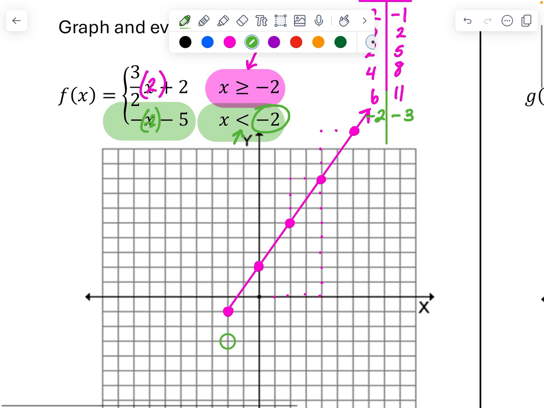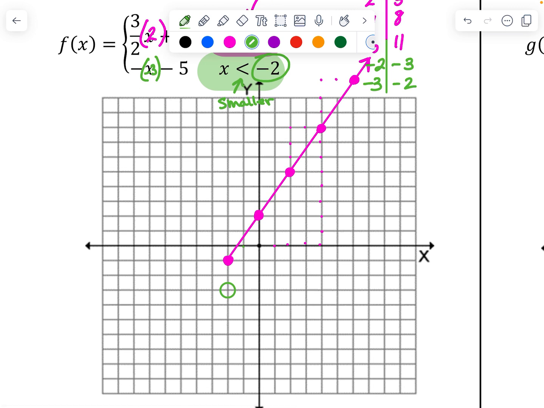But then I want smaller numbers. This is lesser, this is smaller. So if I go smaller, -3 is smaller. So what if I change my number to -3? What if I decide to put -3 in here? That would be 3 minus 5, and 3 minus 5 is -2. So I would have the point -3, -2, which would be right here.